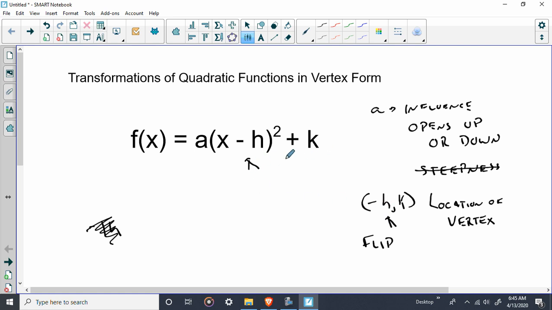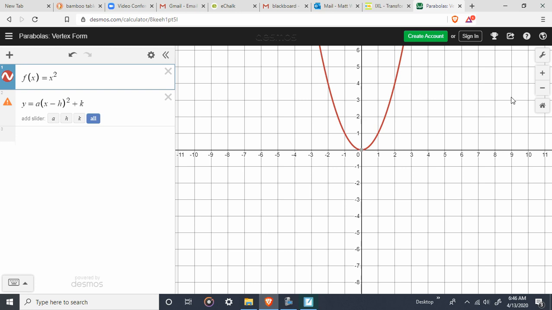So essentially, in relation to the parent function, which we'll show in a second, this is going to tell you how many spaces to move left and right, how many spaces to move up and down, okay? So negative H is going to control the left and right, but it's going to be flipped, okay? And the K is going to handle the up and down, okay? So let's take a look at the parent function. Let's review what that means. This is the parent function for any quadratic.